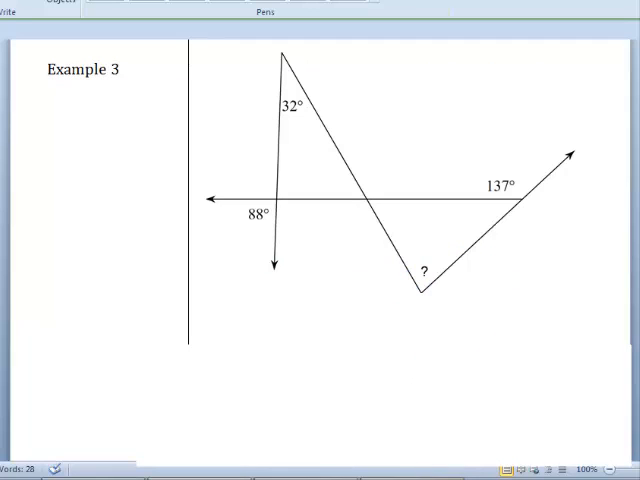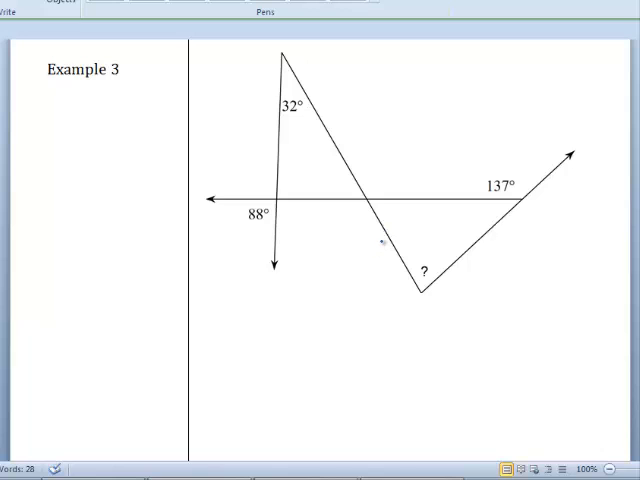All right, our third and final example looks like this. A little bit crazy. We're going to involve everything we know about angles so far to try and find this angle in question. Pause the video, make sure you copy this down, and see if you can solve it yourself, and then come back, let's do it together.